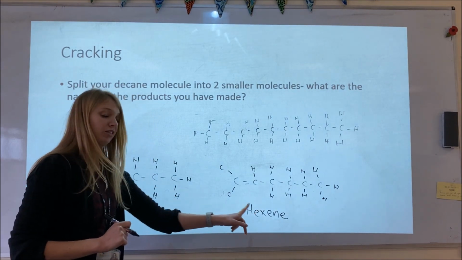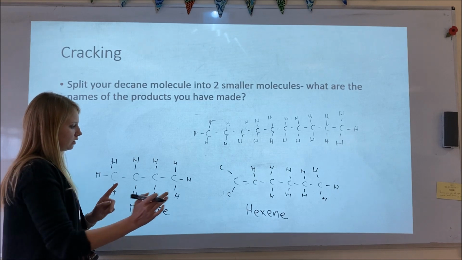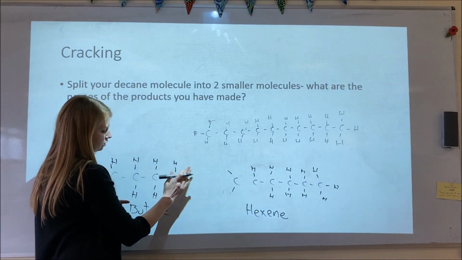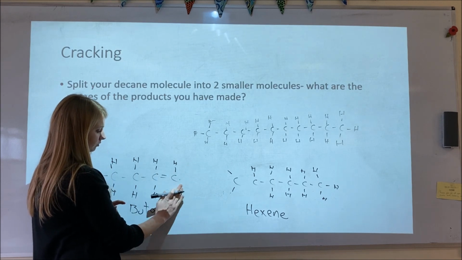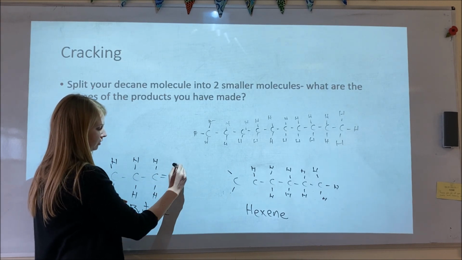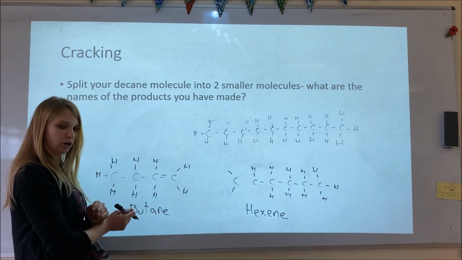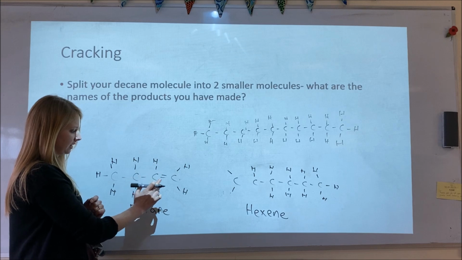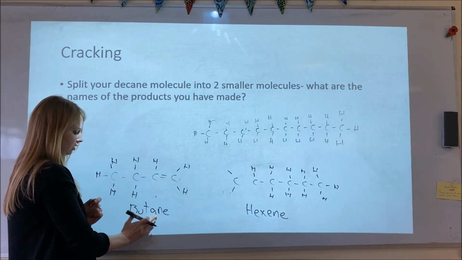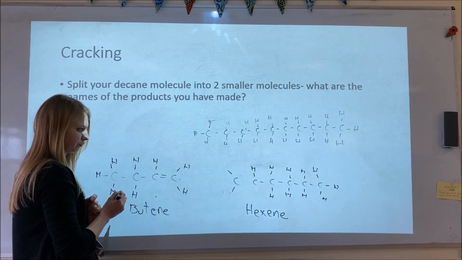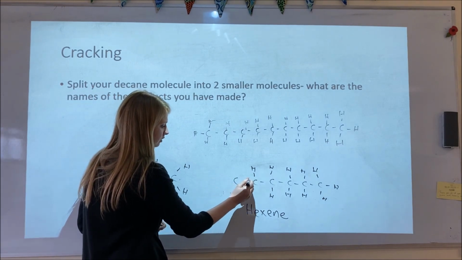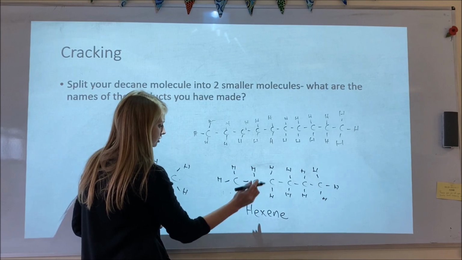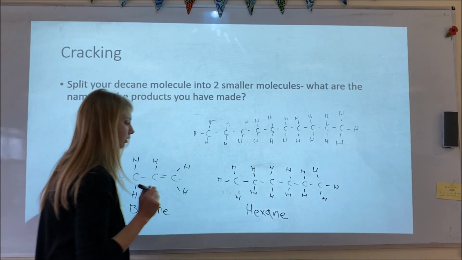We could have done that the other way round. So instead of having our double bond here, we could have had our double bond here. That would mean this carbon would only have 2 hydrogens attached. This carbon would only have 1 hydrogen attached. So we've still got 4 bonds. This would now be butene. And here, this would stay as a single bond. Each one of these would have a hydrogen attached, and we've made hexane.